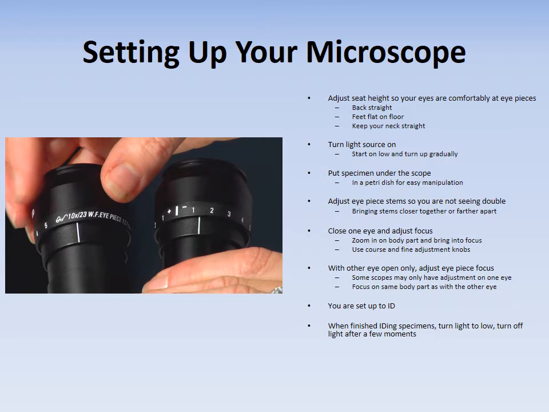When finished IDing specimens, you're going to turn your light to the low position. Usually we give it 30 seconds or so to cool off a little bit, and then we'll turn it off. But if you have to turn it off immediately, definitely put it in the low position first. And you probably want to cover your microscope when you're done for the day to keep it clean, so that it'll last longer. Microscopes are not cheap.